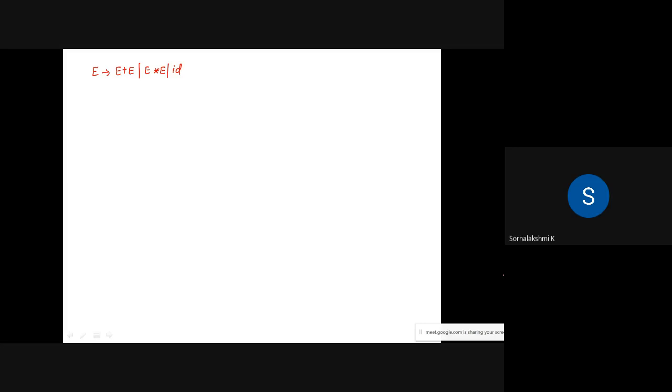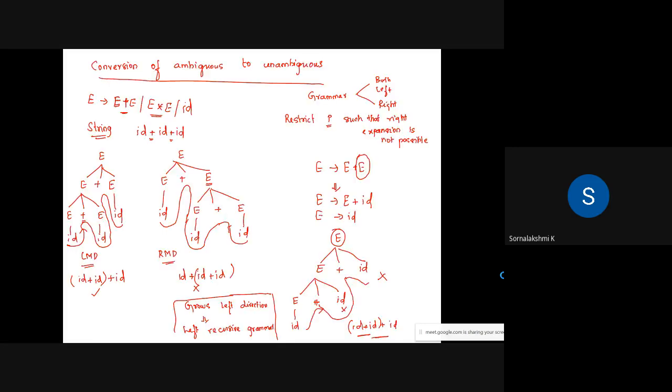Ambiguity in grammar. One example that we saw last class was for this grammar and this string. So what is ambiguity? I'll be able to draw more than one parse tree for a single string. For a single string, using this grammar, I was able to draw these two parse trees.